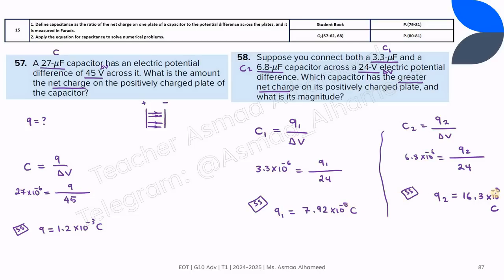So both of them are 10 to the power minus 5, but this one is larger, so this will be the larger. Okay, now how do I know if C is larger? It means Q is larger if delta V stays the same.